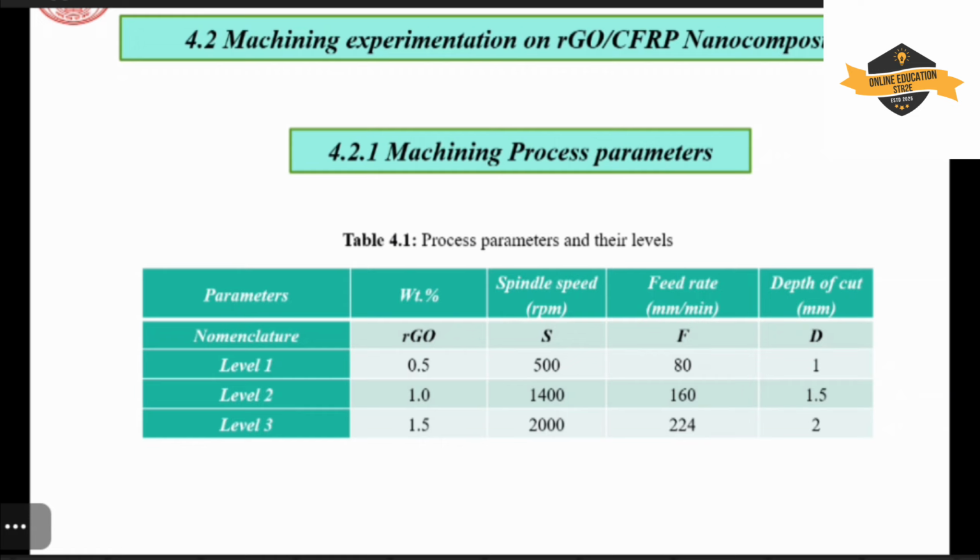During experimentation or during any type of machining process, it should be statistically balanced. A design of experiment should be there. So we have considered a statistically balanced DOE type of structure, and on that statistically balanced design we have performed this milling process. These are our parameters: weight percentage, spindle speed, feed rate, and DOC. We have varied these parameters at different levels.